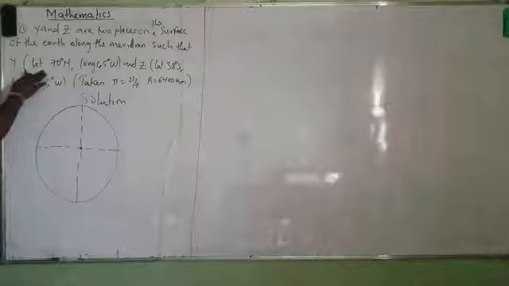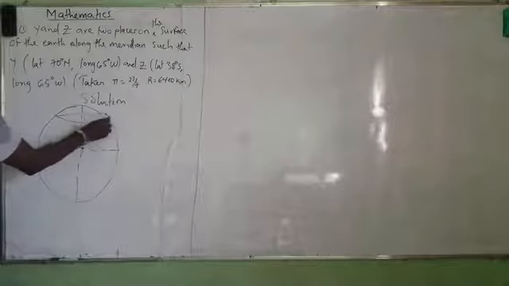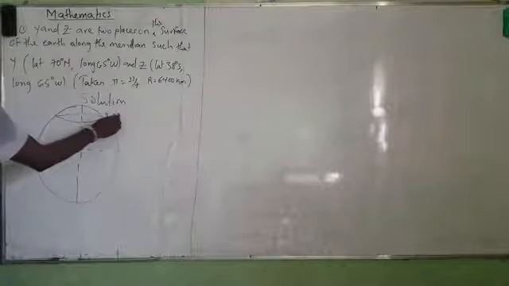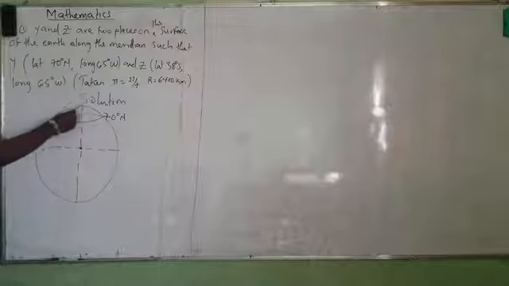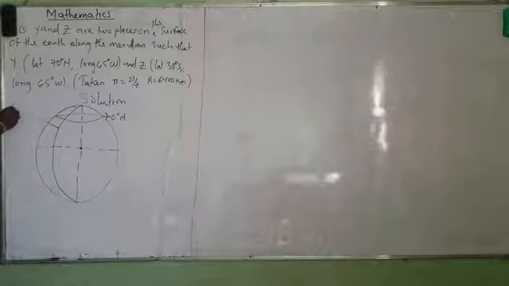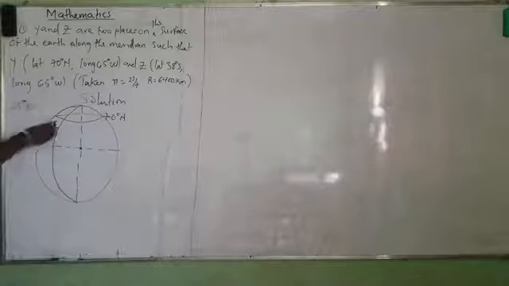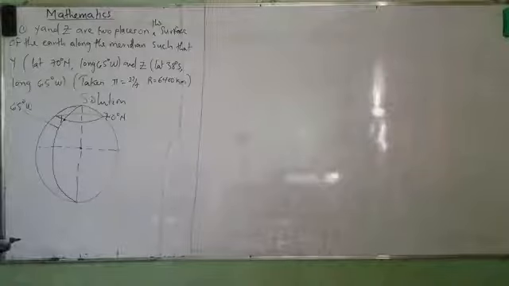We have latitude 70. This is going to be 70 degrees north. And longitude 65 degrees west. Here will be 65 degrees west. Take note of this very well. This should be your point Y. I'll move on to the next one.